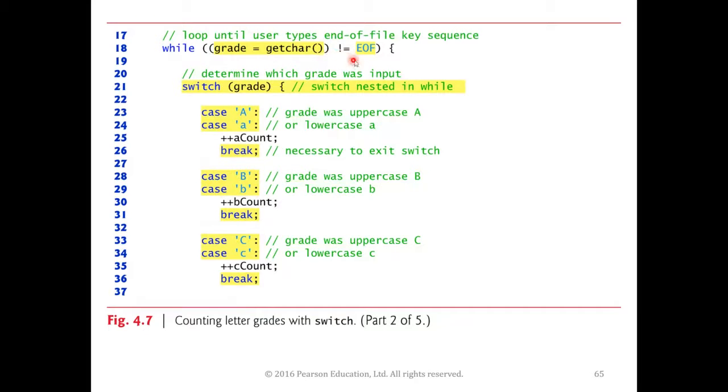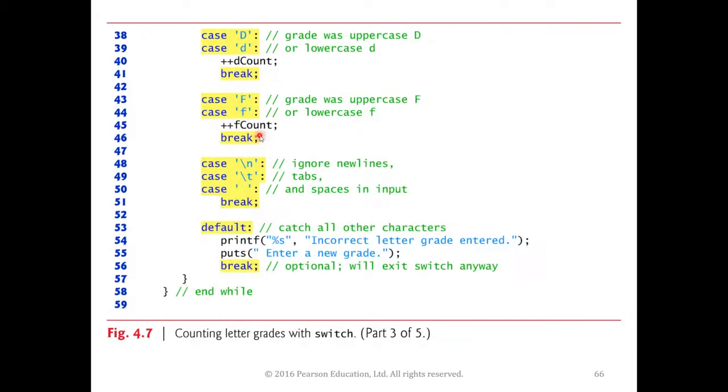Now, if the user did not press Control Z and enter, then it will again see, okay, what grade is entered. If it is A, it will increase A. If it is B, if it is capital B or small b, number of B's will be incremented. Similarly for C and for D and for F.